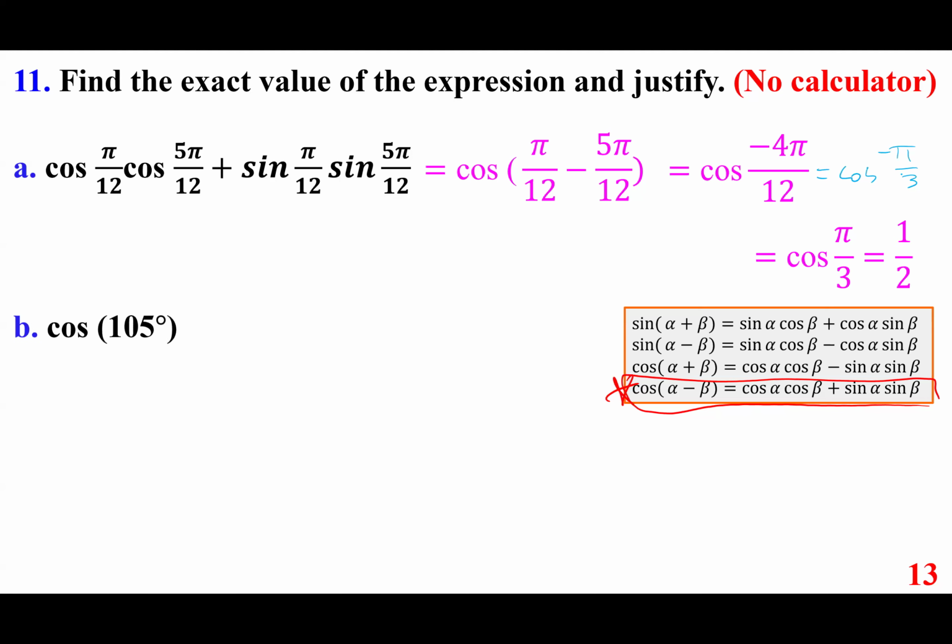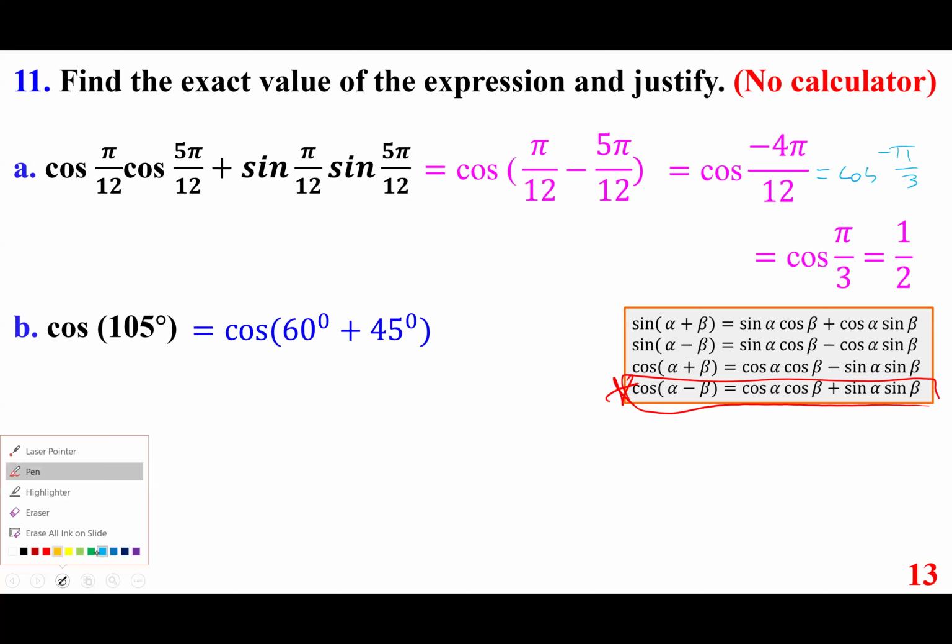Cosine of 105, if we can make up two arcs or angles that are common arcs, will save the time. That would be cosine of 60 plus 45, both of which are common arcs. And so obviously, we're going to use this one, cosine of alpha plus beta is cosine alpha cosine beta minus sine alpha sine beta. So cosine 60, cosine 45 minus sine 60, sine 45.